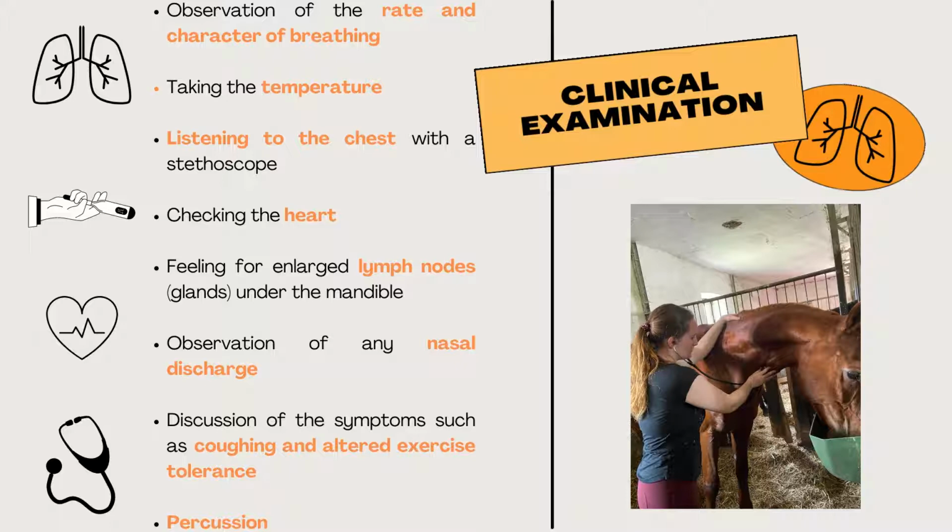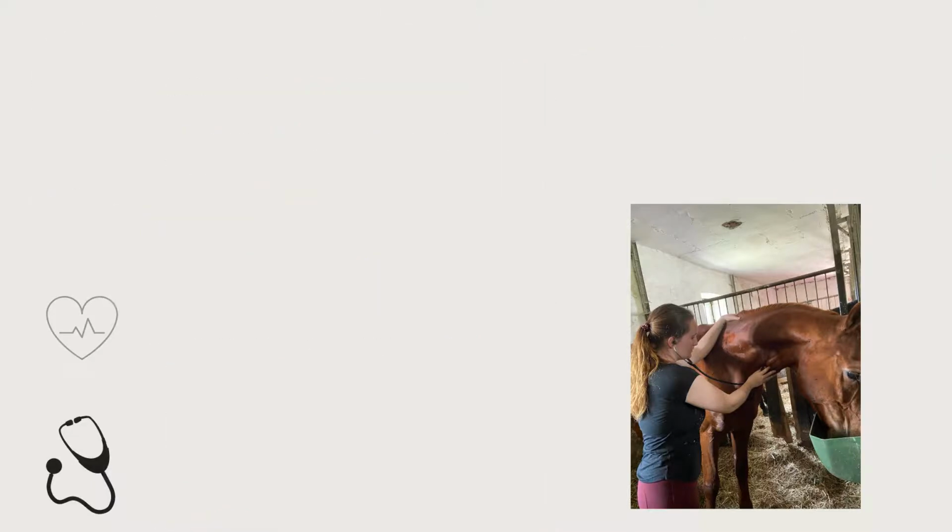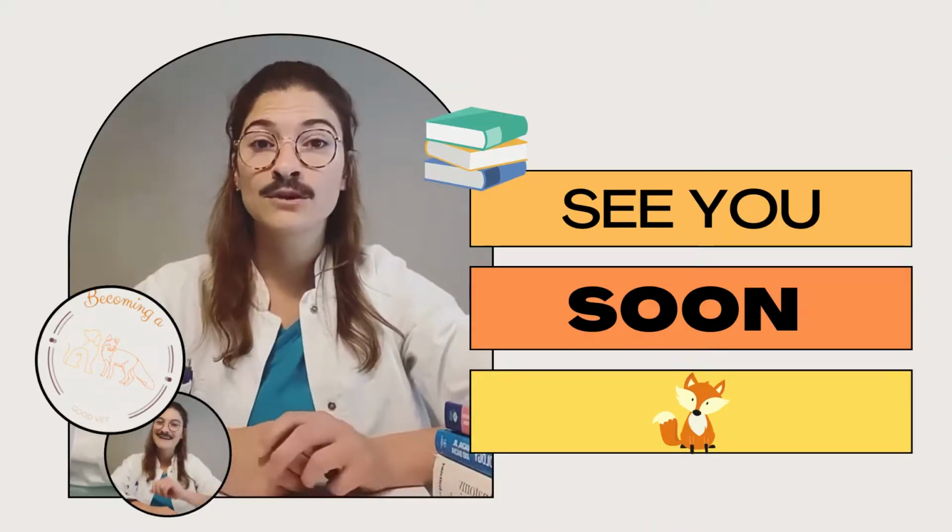On occasions, percussion may be done. This involves tapping the chest or sinuses to see if any areas sound less air-filled than normal, for example owing to fluid in the chest or sinus cavity. Where appropriate, samples will be taken for examination in the laboratory, like blood, swabs, feces, tracheal wash, and bronchoalveolar lavage. Then, the last step will be the endoscopy.